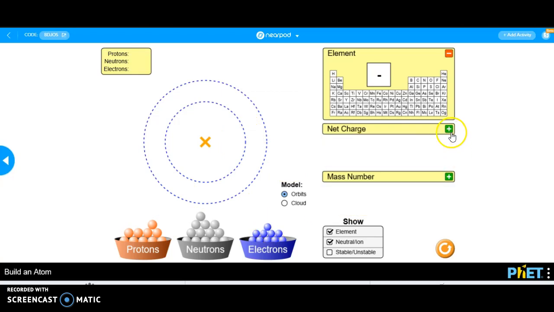Let's move on to one that's a little bit more difficult. We'll hide these again. Let's do lithium. Lithium is right here. So 1, 2, 3. Lithium is the third element on the periodic table. So that means we will have 3 protons. 1, 2, 3. And that means we will have 3 electrons.